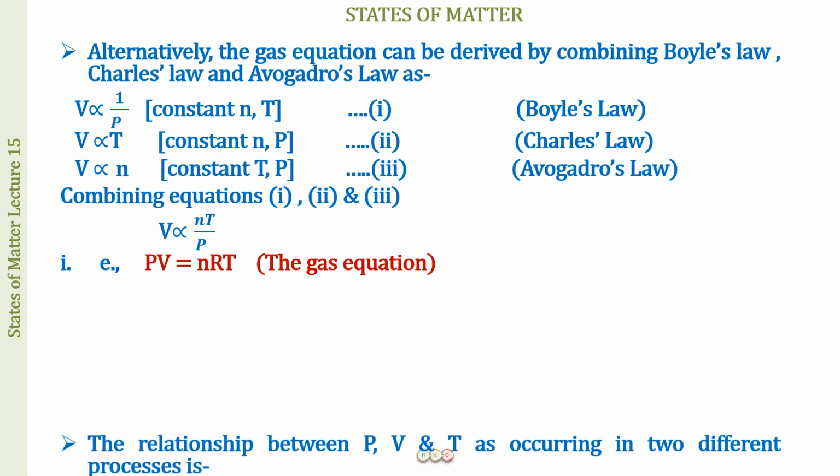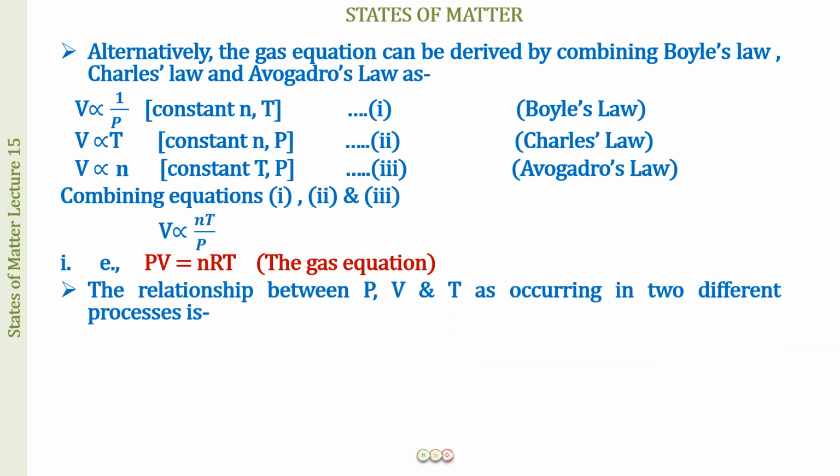Now what we infer from this is that we have a relationship between pressure, volume and temperature as it occurs in two different processes also, right? While you were seeing the experiment, we had an initial state P1, V1 and T1 reaching up to the final state P2, V2, T2, and we now have a relationship between pressure, volume and temperature.